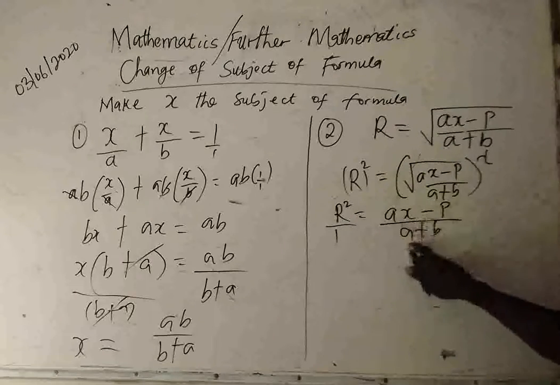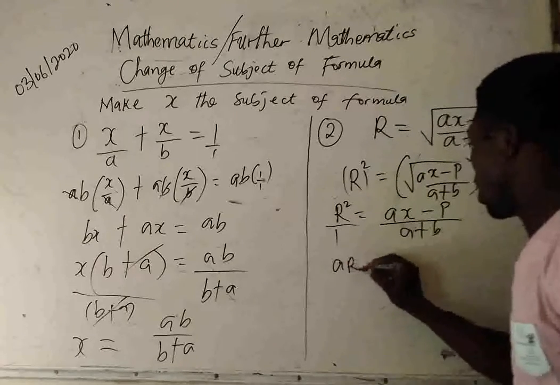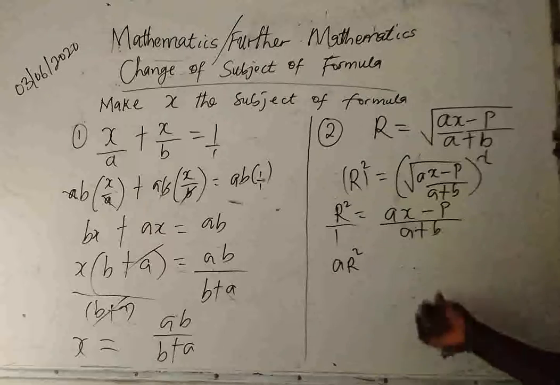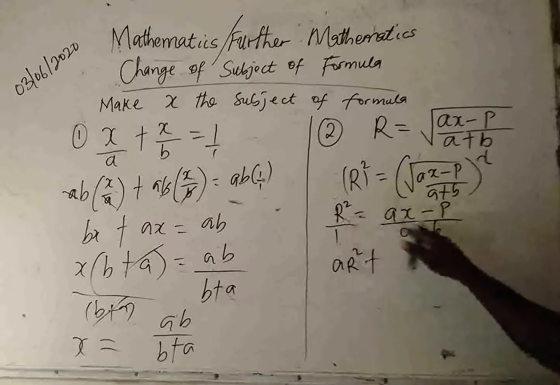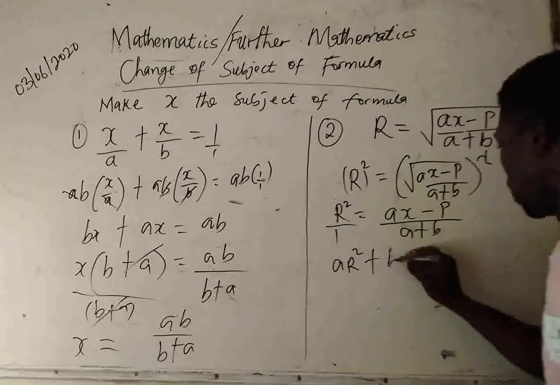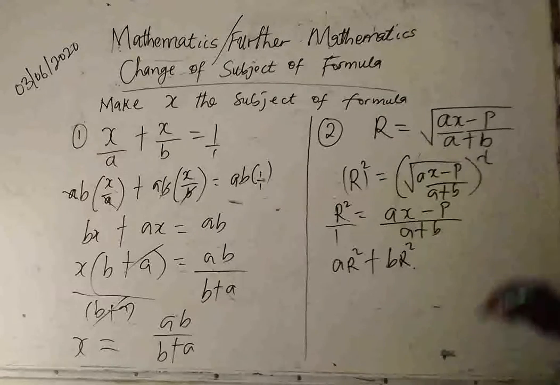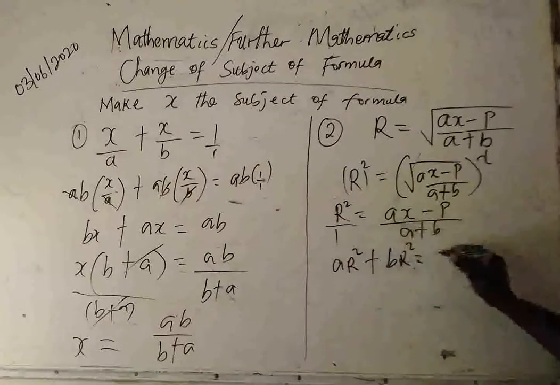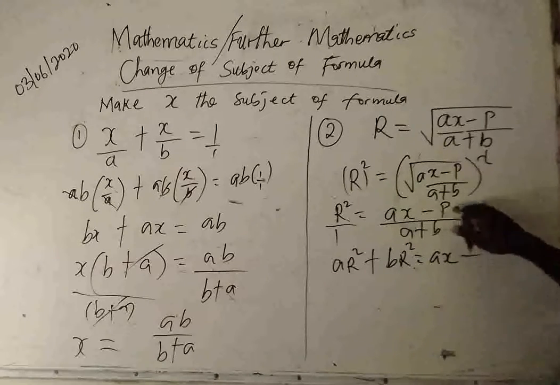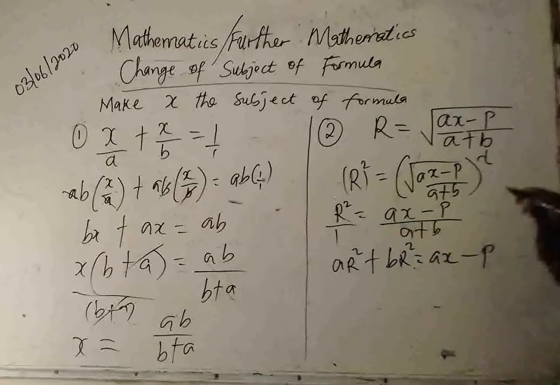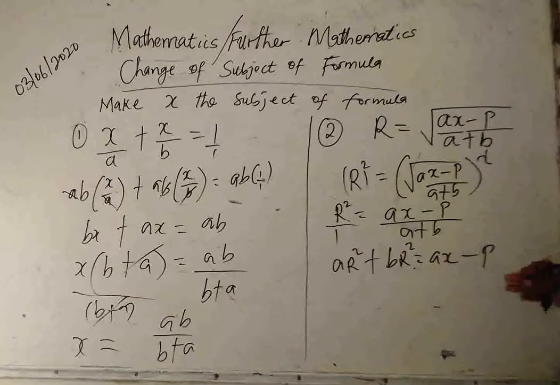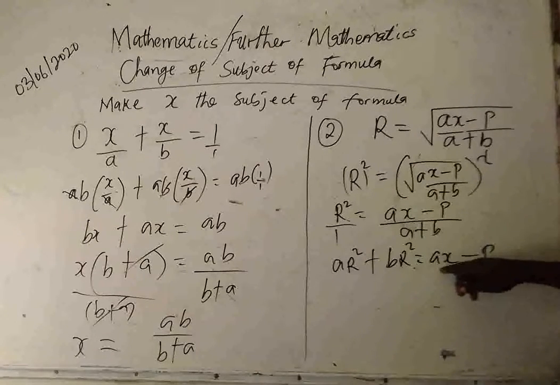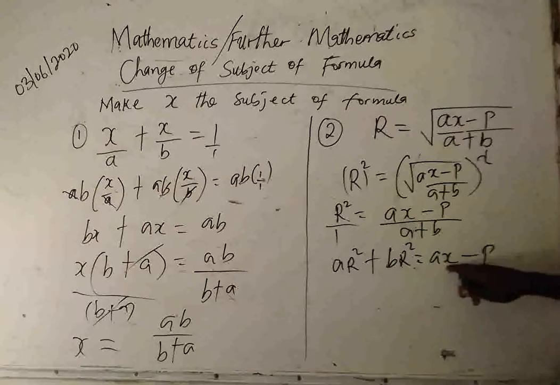So r squared times a will give us ar squared, plus r squared times b, we have br squared, equal to ax times 1, we have ax, minus p times 1, we still have minus p. So the next step is to make ax the subject of the formula. That is what we have here, and that is what we're looking for.